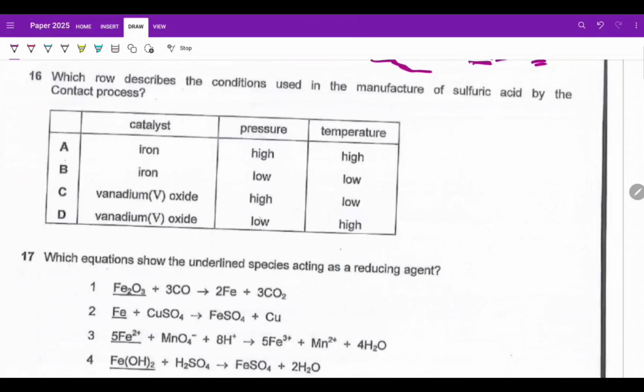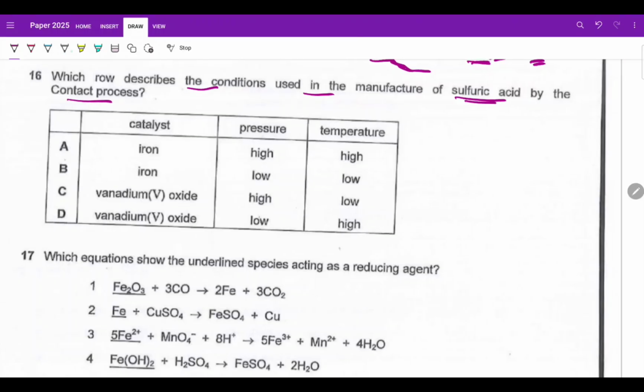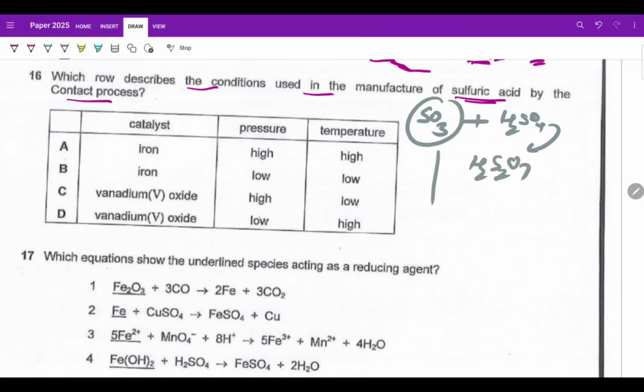Question 16, which row describes the condition that is used in the manufacture of sulfuric acid by contact process? In the contact process, we react sulfur trioxide gas SO3 with dilute H2SO4 and convert it into concentrated H2SO4, that is oleum, H2S2O7. And this SO3 is prepared by reacting sulfur dioxide gas with oxygen.